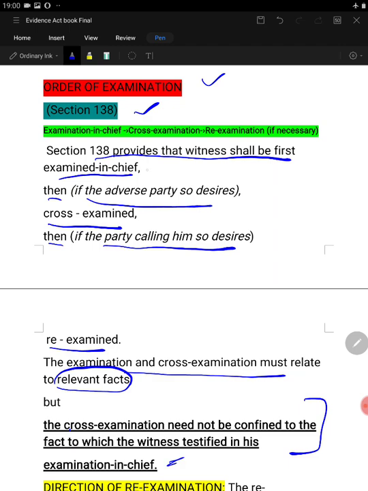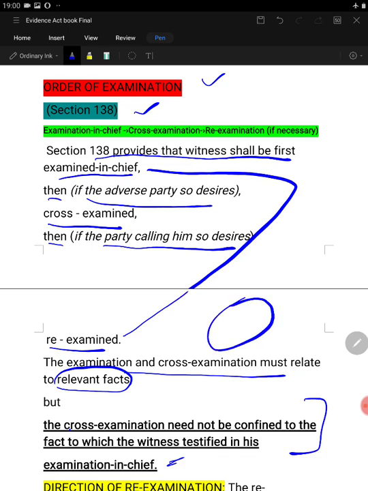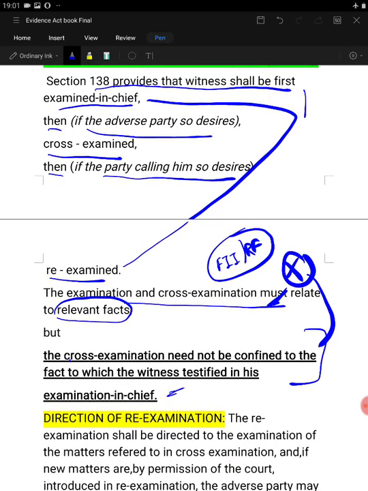So examination in chief and re-examination, this too should be confined to the fact in issue or relevant fact. But cross-examination need not be confined to only those matters within which the examination in chief or re-examination has happened. It may even relate to the veracity of the witnesses as such.